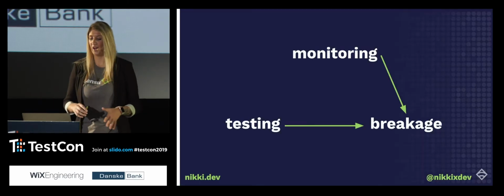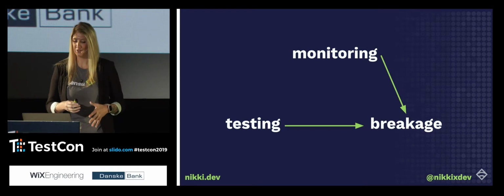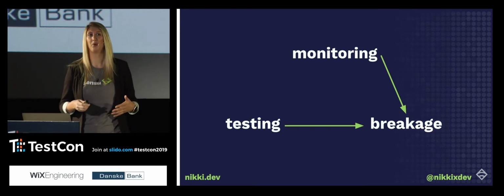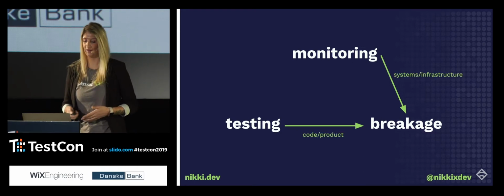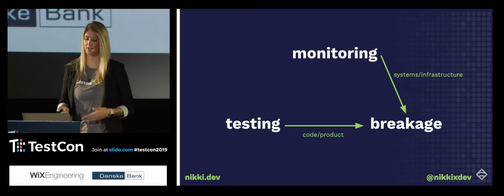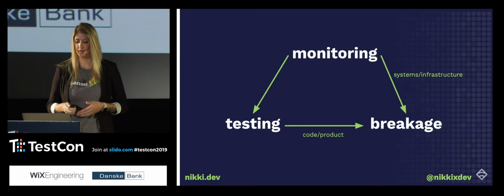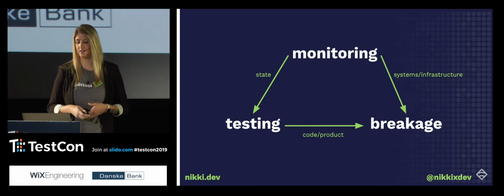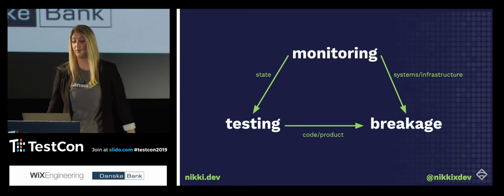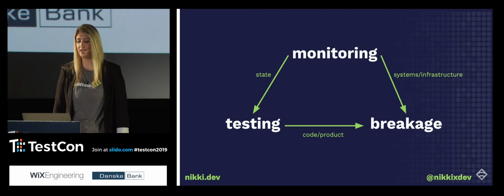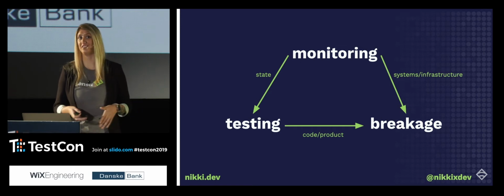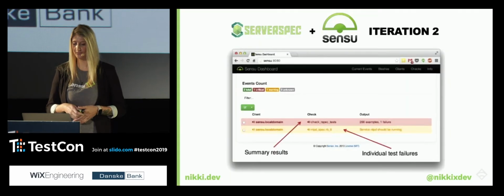So based on that last slide, we're able to develop this super advanced matrix. Monitoring and testing both relate to breakage in some way, whether it be your infrastructure or your product. But how does monitoring and testing relate to each other? In our case, it's state. By monitoring the state of a pre-configured environment, we can run tests against the expected behaviors. And by transitive property, we're actually monitoring the product in addition to the systems which support it.